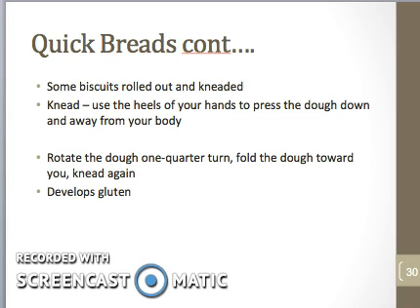Some biscuits are rolled out and kneaded. To knead, what you use is the heel of your hand. You press down and you push away from your body, and then you rotate the dough. You fold the dough towards you and then knead it again. This develops gluten. Not a lot of quick breads like banana breads or waffles require this, but some things like biscuits, which is a quick bread because it does not use yeast, do require developing a little bit of gluten. So we will be making some breads in here, so you'll get to practice using the kneading methods, and you'll get to also practice making quick breads.